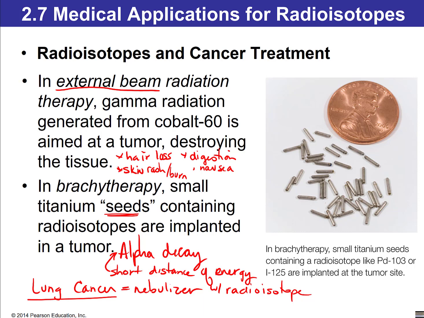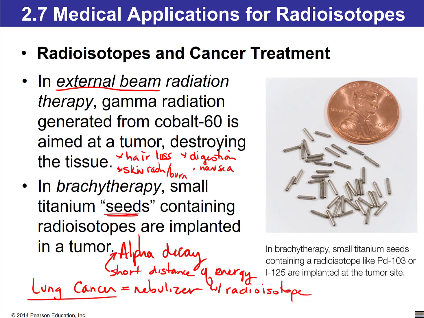They can use radioisotopes for cancer treatment as well. Most of the time they use what's called an external beam. So this is when you do have a radioactive substance, so it's not just an X-ray. It is a radioactive substance. Oftentimes they use cobalt-60 as a common form.